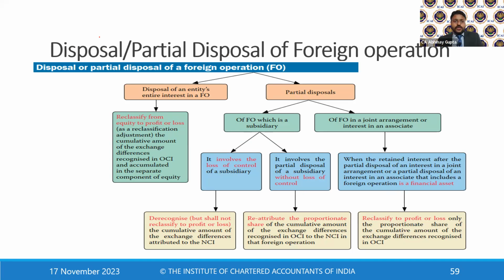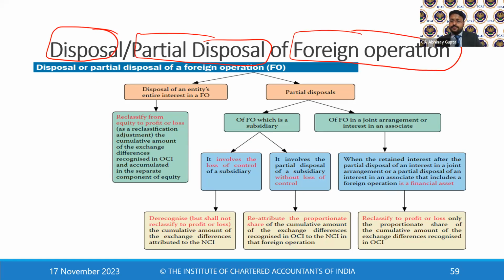Okay. Next concept, disposal or partial disposal of the foreign operation. Now, as we previously discussed, whenever the parent company disposes of the interest in the subsidiary company or the foreign operation, on the disposal, whatever accumulated forex exchange gain or loss is there will be reclassified from the OCI to P&L, or equity to P&L, because that has already been recorded in OCI and accumulated there.